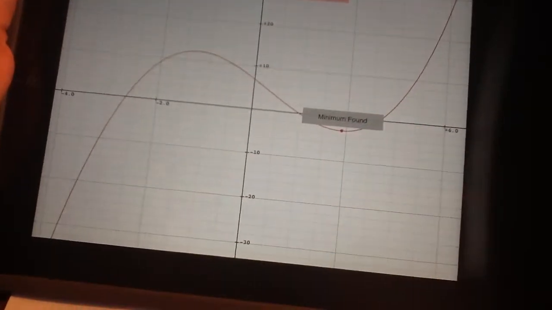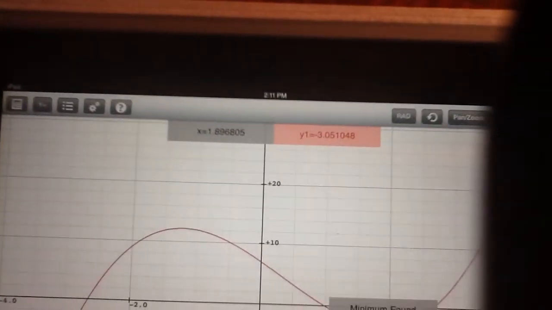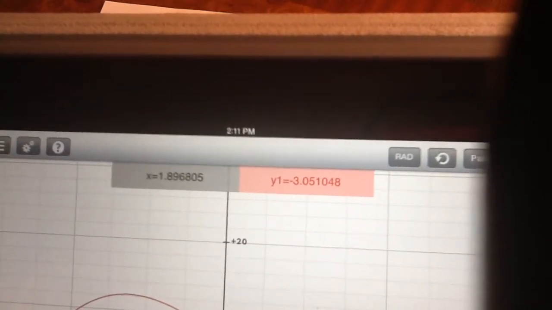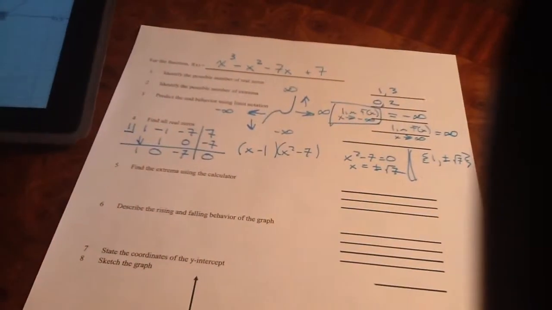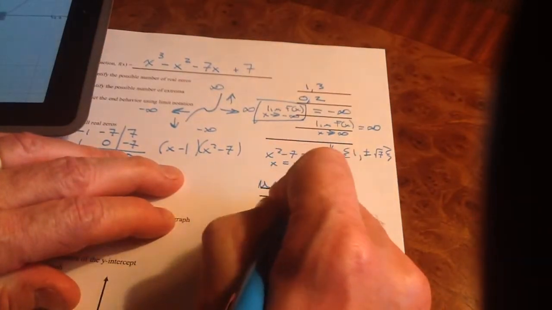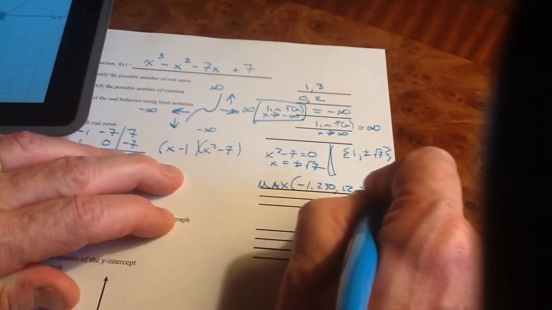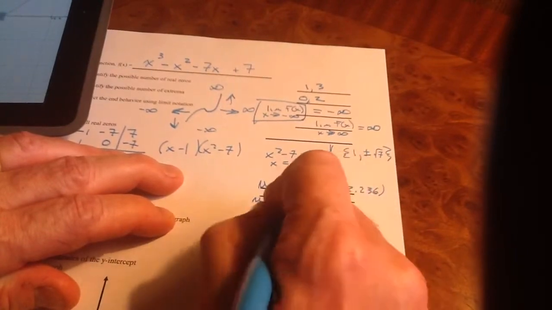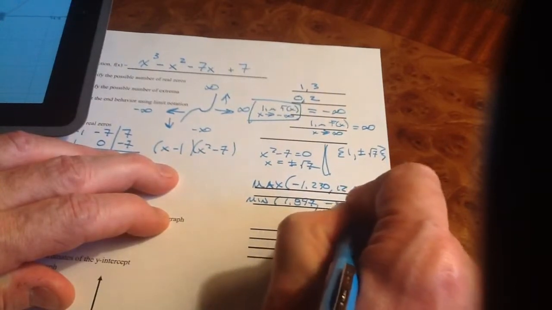And the minimum when x is 1.89, please make sure you round properly, 1.897. And the value is negative 3.051. Okay? So, we have a max. I want you to write what it is. It's going to be a max at the coordinates negative 1.230, 12.236. I have a min at 1.897, negative 3.051.